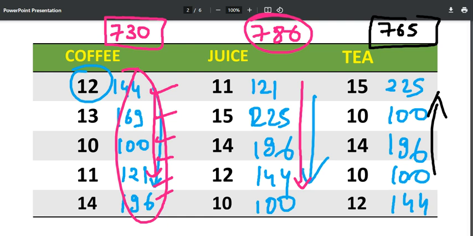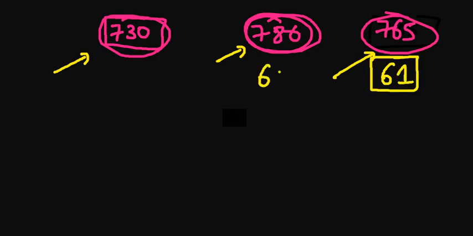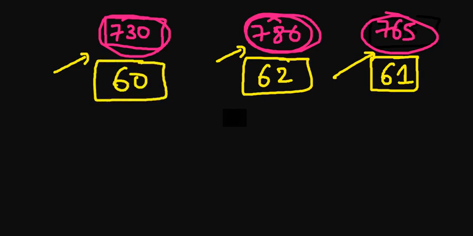So what are the three values? 730, 786 and 765. We got the values like this: 730 for our coffee group, 786 for our juice group, and 765 for our tea group. The total was 61, the total was 62, and the total was 60. You're almost done with the maximum of your calculations as of now.